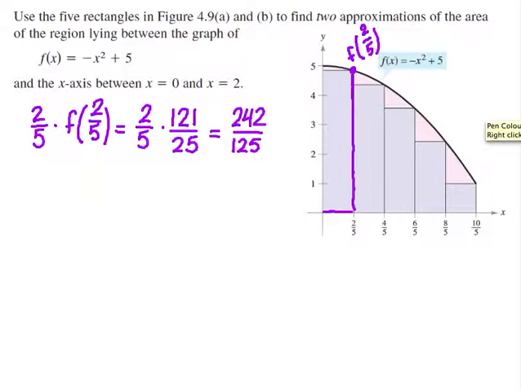Now I'm going to do the same thing with the next rectangle. And the width of this rectangle is what? 2/5 again. And let's figure out the height. What's the height of this rectangle going to be? It's going to be f at 4/5.